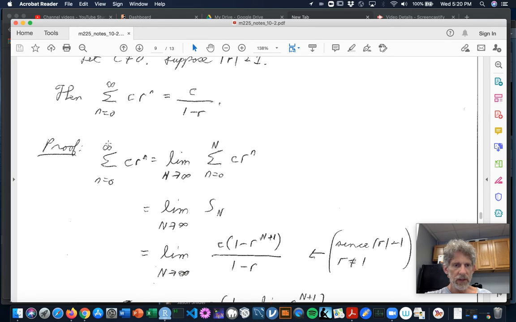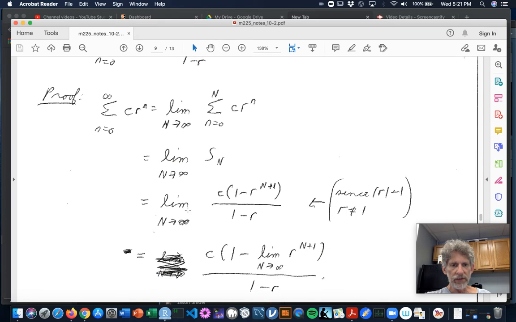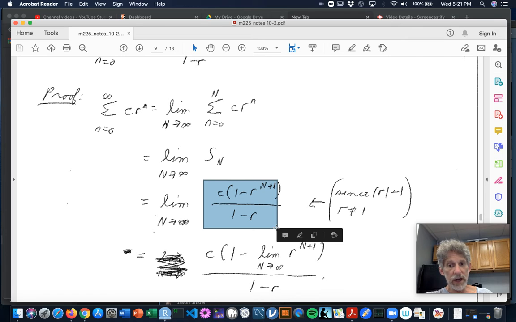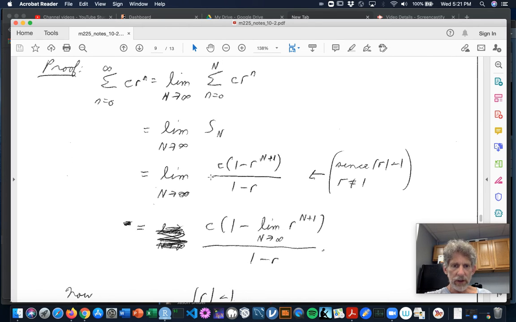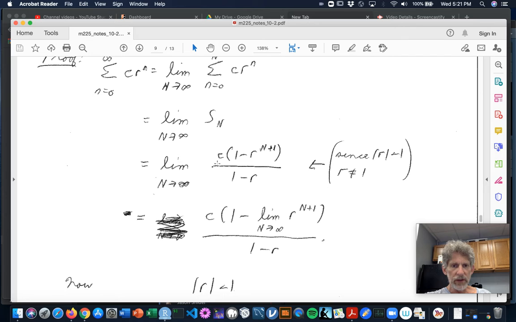Let's prove that. Well, the geometric series is, by definition, the limit of the partial sums. But we have a formula for them. And that's because r is between minus 1 and 1, so it's not 1. So we can use theorem 2. And then we can just say, all right, let's take the limit of the top over the limit of the bottom. The limit of the bottom is just 1 minus r. The limit of the top will be this constant c times the limit of this difference, which is the limit of the 1 minus the limit of this other stuff.